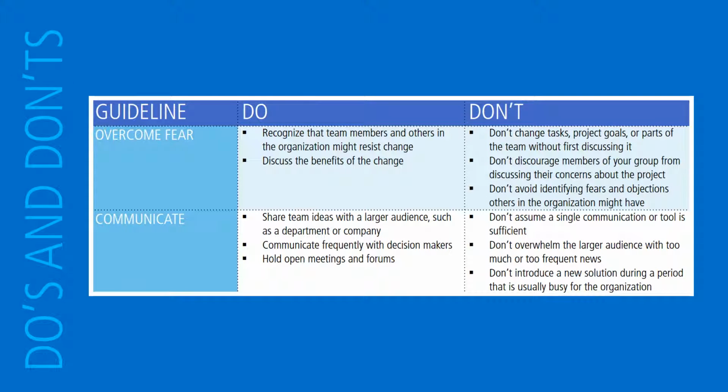Now let's take a look at a few do's and don'ts of building sustainable agreements. First, overcome fear. Do recognize that team members and others in the organization will resist change. But don't change tasks, project goals, or part of the team without first discussing it. Then communicate. Do communicate frequently with decision makers and stakeholders, but don't assume a single communication or tool is sufficient.